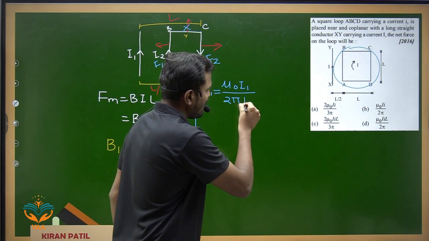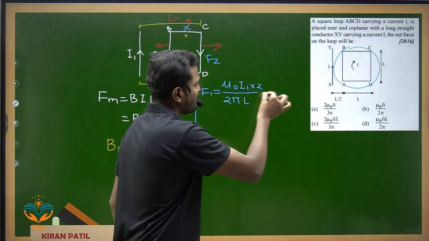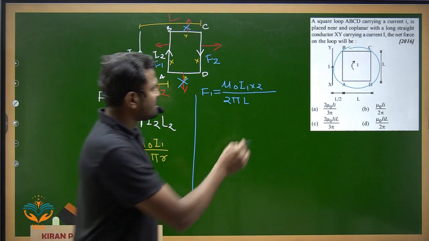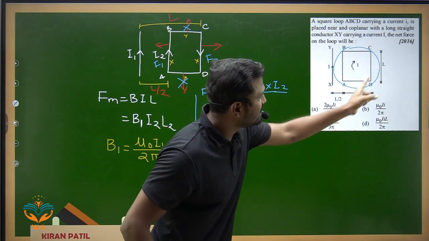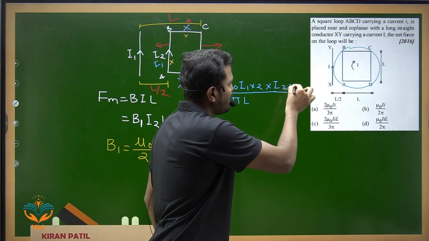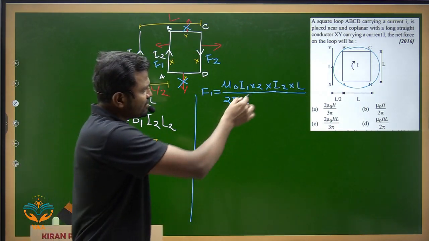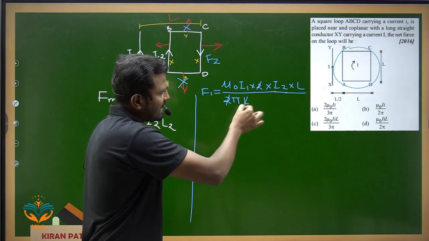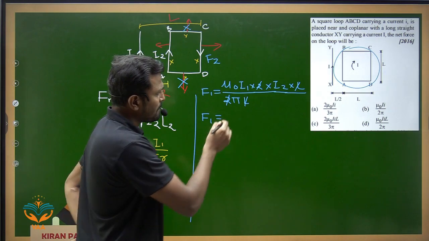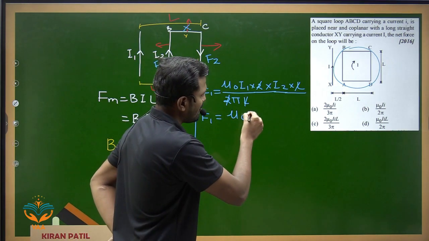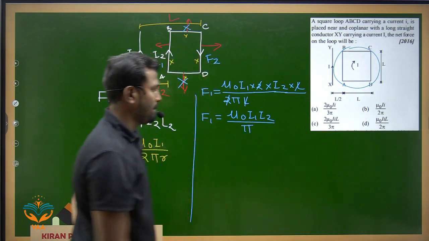So this is L, the distance is L, so 2 goes in the numerator. Into the current I2, into the length. This length and this length are given the same, so into L. Now let us simplify this. First of all, L gets cancelled out. So what is the formula for F1? F1 is mu naught I1 I2 divided by pi.